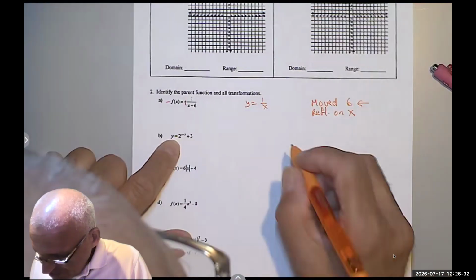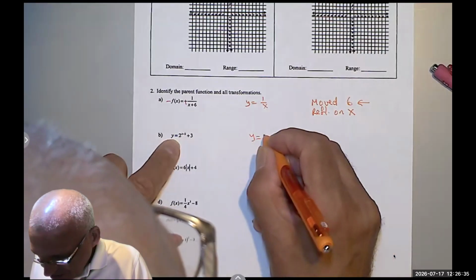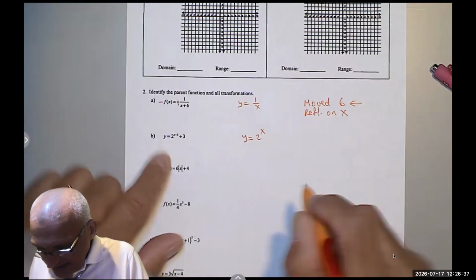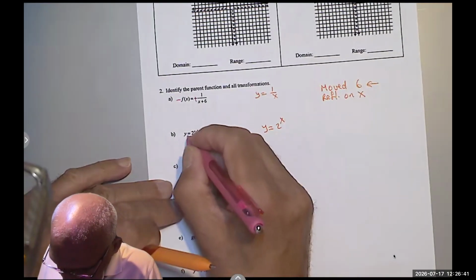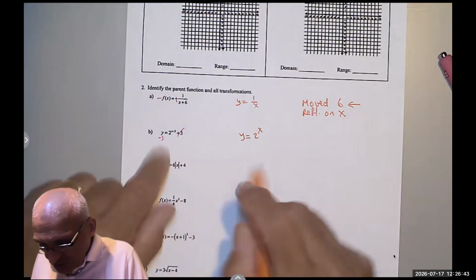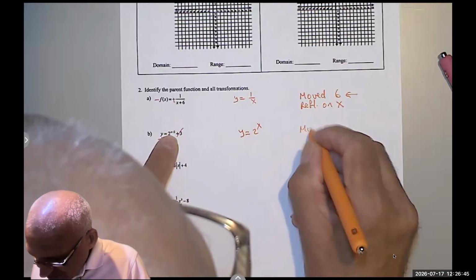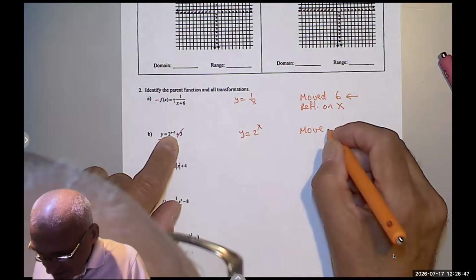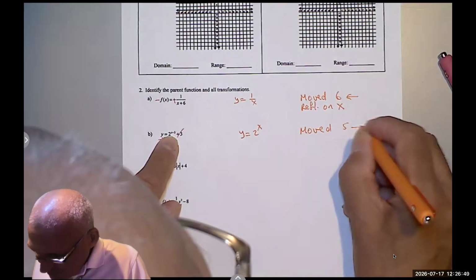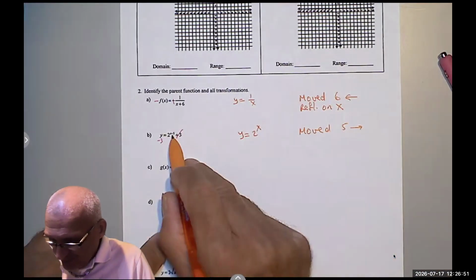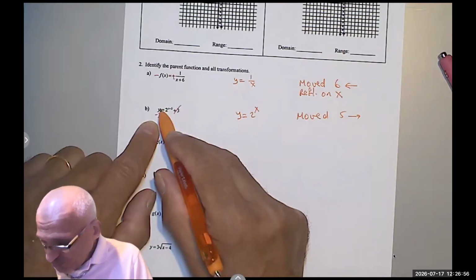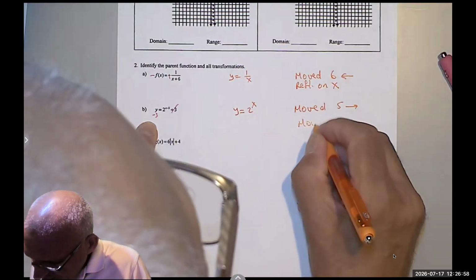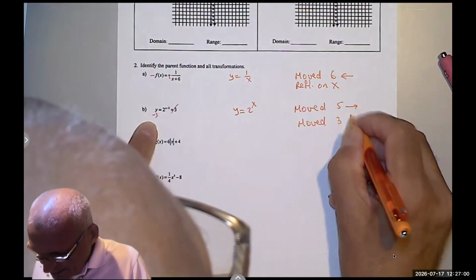Here, the parent function, we just did it. y equals 2 to the x. What did I do? First of all, I have to subtract 3. So I moved 5 units to the right because I need to add 5 to make it x. And I will need to add 3 to make it y. So I moved 3 units up.